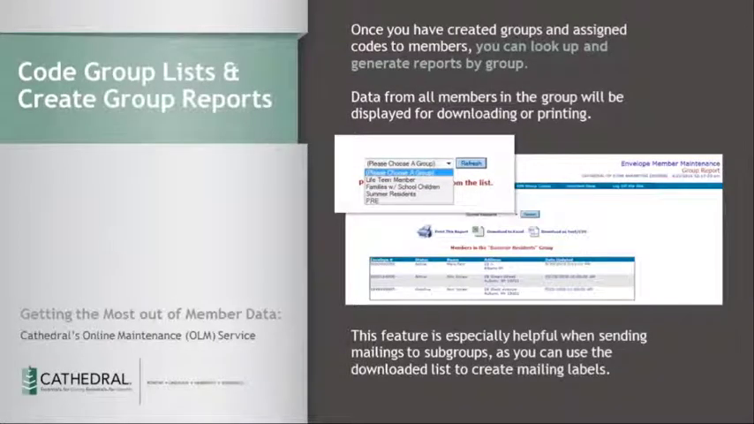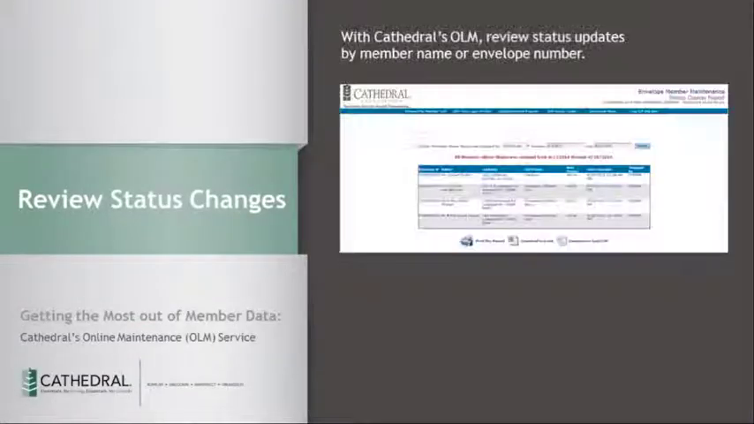So now we'll talk about reviewing status changes. For administrative purposes, it's sometimes necessary to review status changes that have been made to your members. To access a listing of changes in status, again, we're going to go to that View Download Reports tab, and this time we're going to select the Status Change Report.